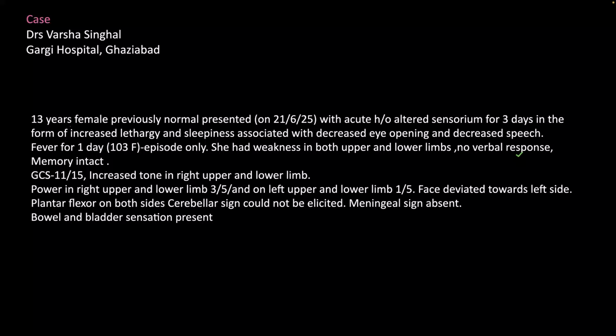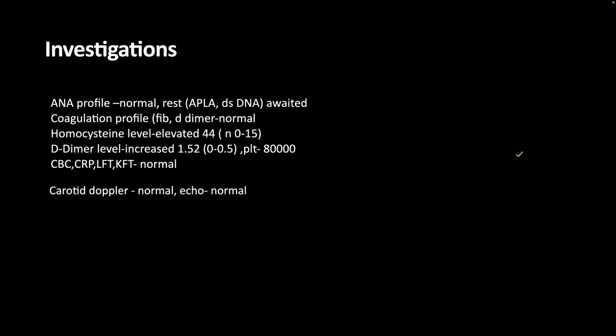Memory was intact. On examination, GCS was low. There was increased tone in the right upper and lower limb, and power was bilaterally reduced, more on the left side. The face was deviated to the left side, and plantars were flexor on both sides. Meningeal signs were absent, and bladder sensation was present. The DNA profile was sent, which was normal, and the rest of the investigations were awaited. D-dimer was increased, though fibrinogen levels were normal, and platelets were normal. Homocysteine levels were also elevated, and the rest of the hematological and metabolic profile was normal. Carotid Doppler and echo were also normal.